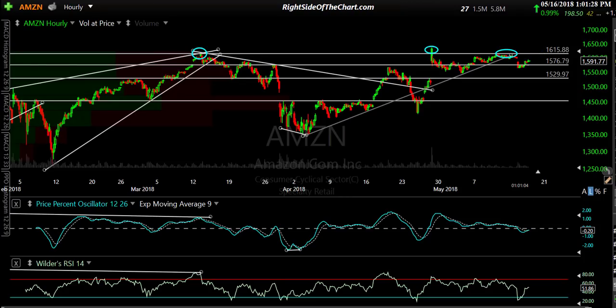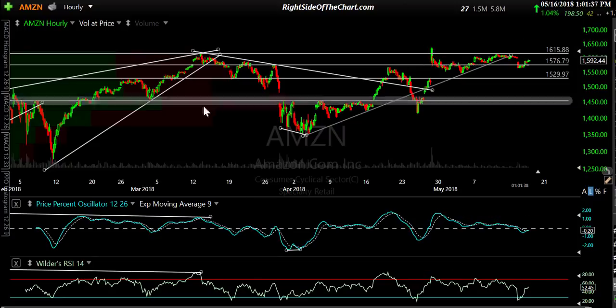What else stands out? Well, same story. If we do get that pop to new highs, however, be careful because there is divergence building here. So we may have a divergent high in Amazon as well.